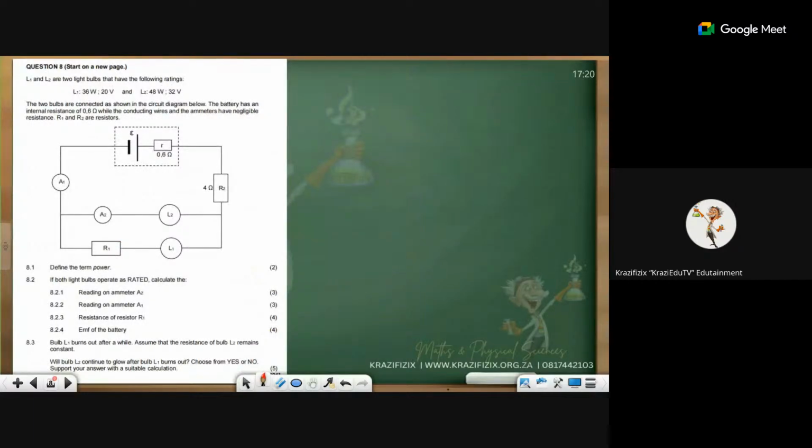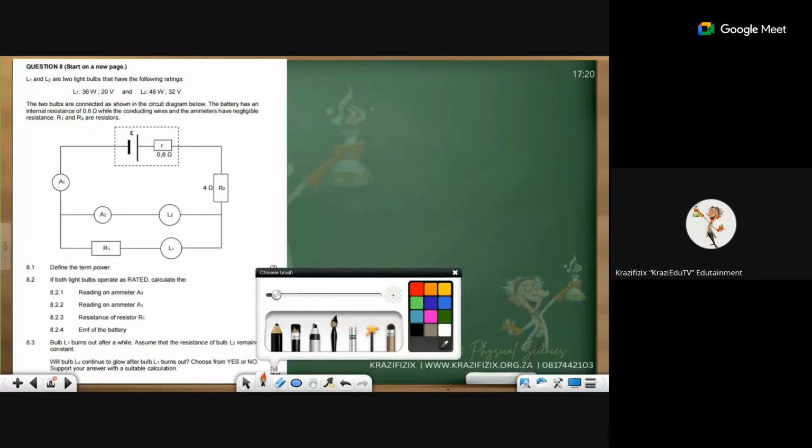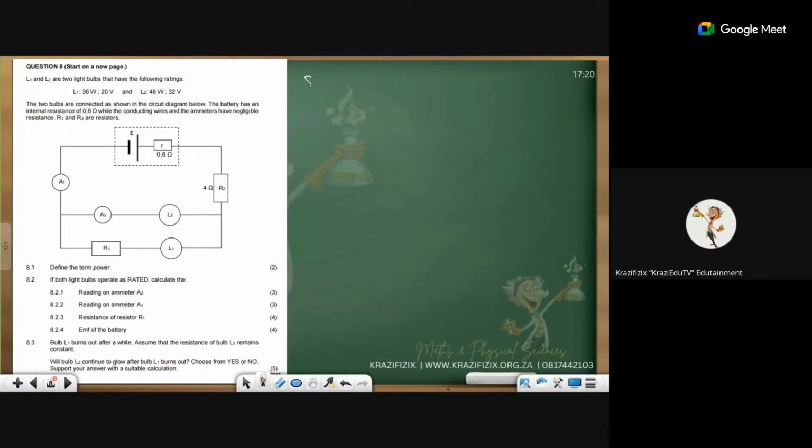Okay, let's do electricity now, since you said electricity always challenges you. Look, if you want to understand electricity, there is one thing you must learn. You must understand this acronym.